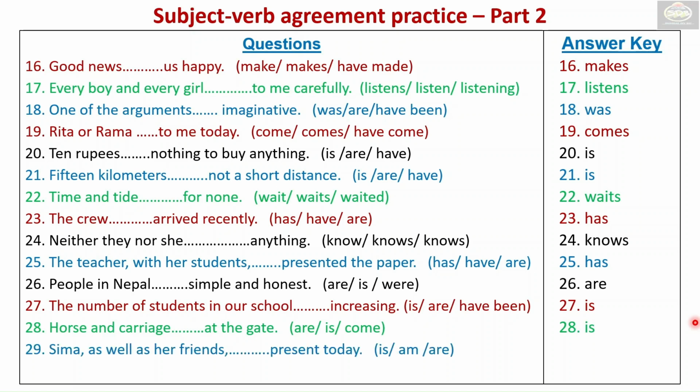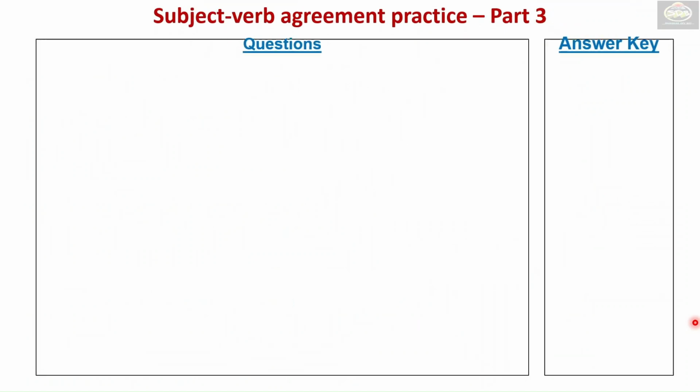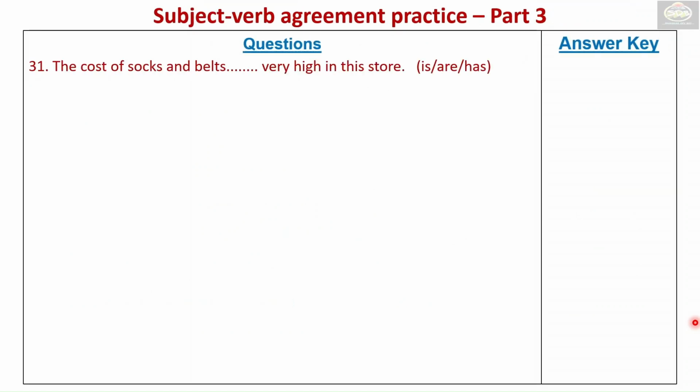Sima as well as her friends, agreement with the first subject, Sima, is. More than one boy, the form is singular. More than one boy is. The cost of socks and belts, the cost is. A number of fools are.